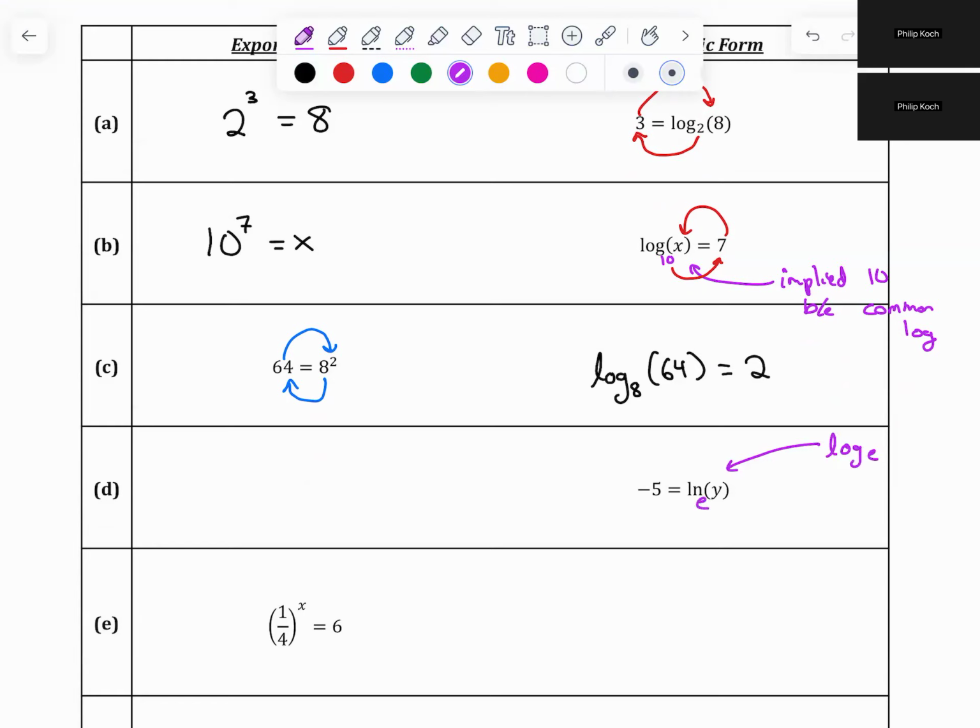So there's an e here. So start with the base, work your way across the equal sign, and then back over. So we have e to the -5 is equal to y.